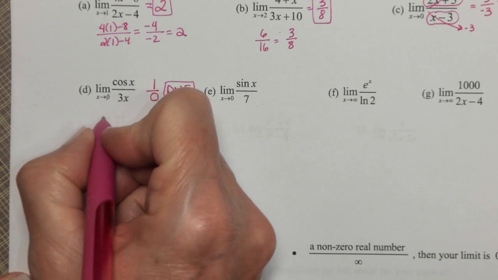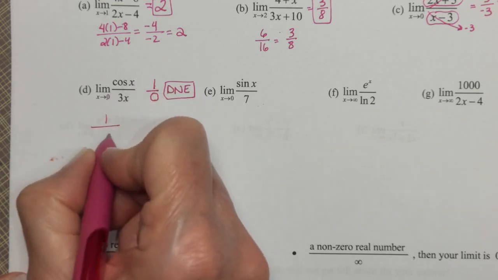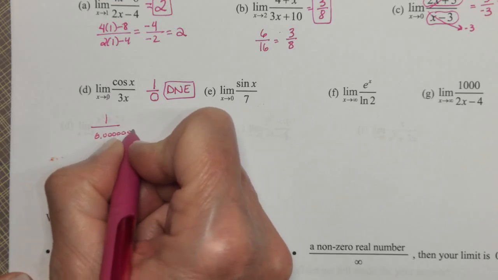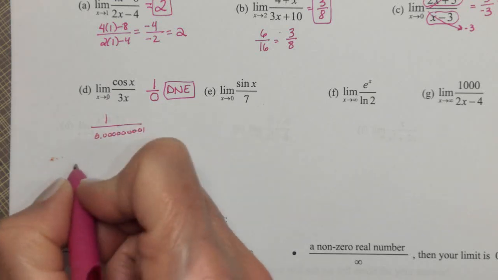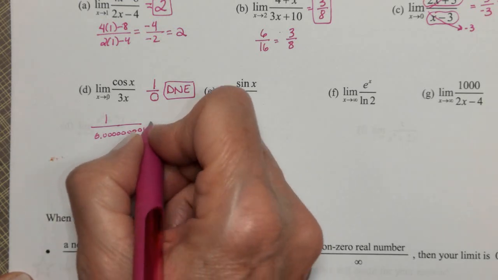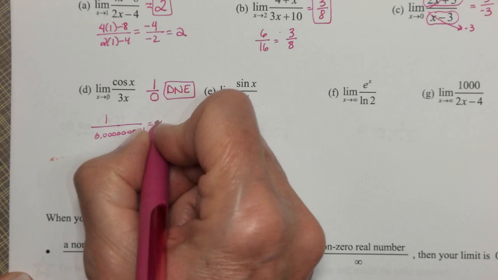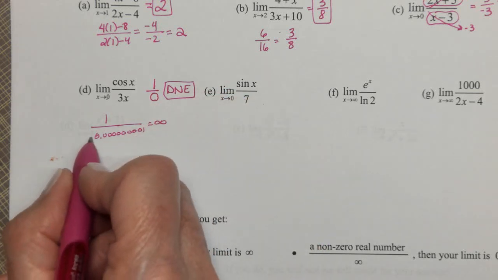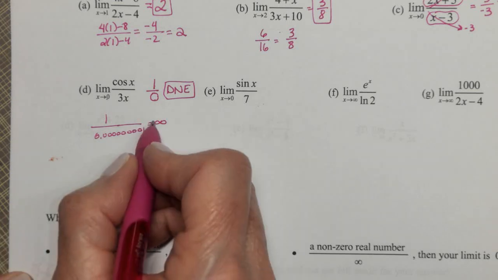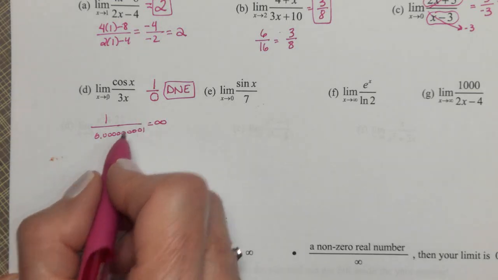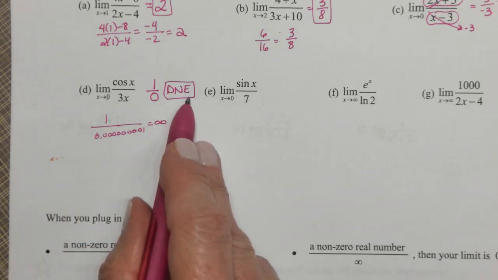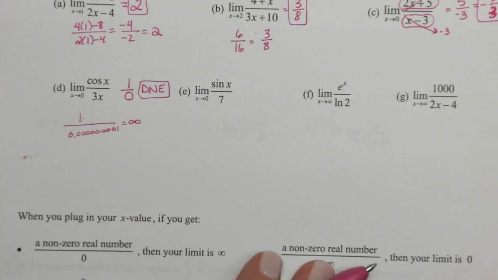So if you got out your calculator and you took 1 and divided by 0.0000001, you would get a huge number, right? You get a huge number. So this is going to infinity. But what if this teensy number close to 0 was negative? Then you would be going to negative infinity. So both of those, regardless of what it is, are does not exist. This would be a does not exist. Okay?